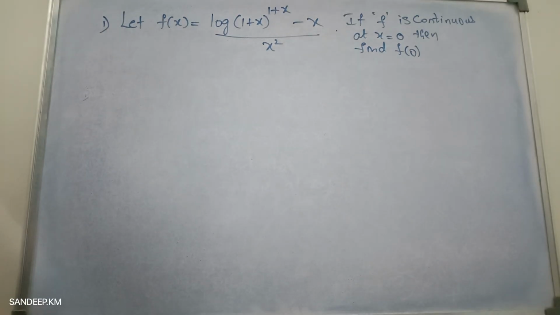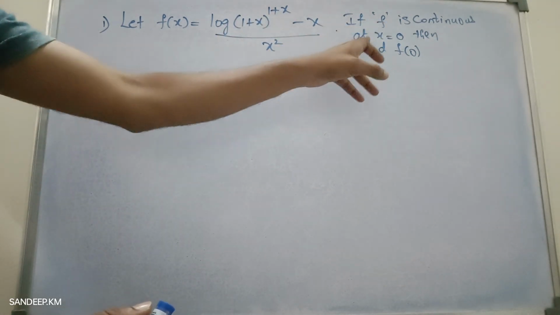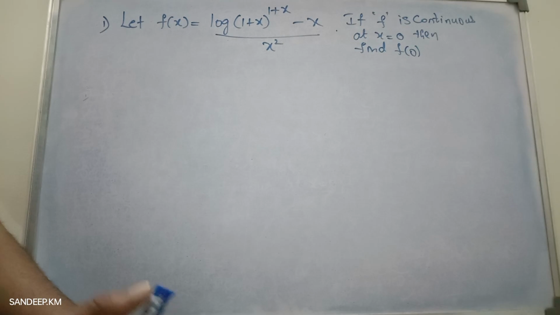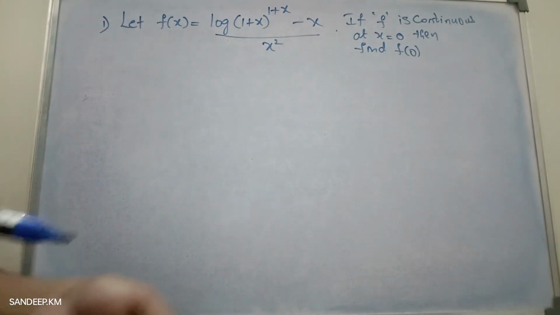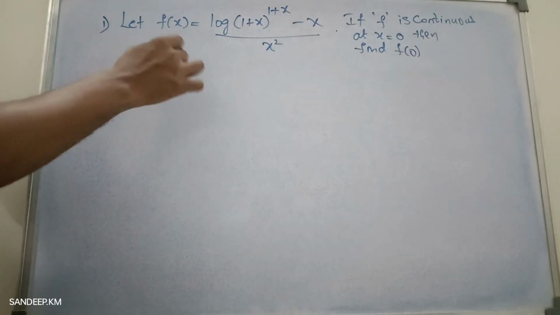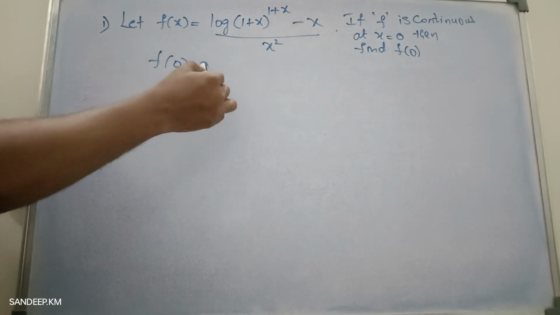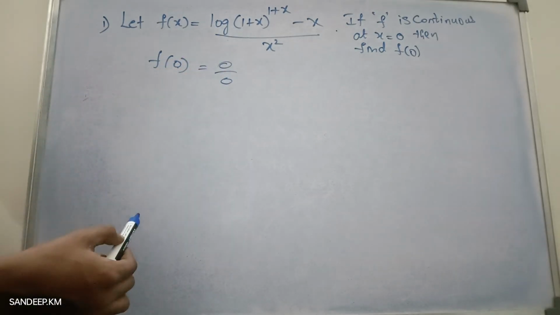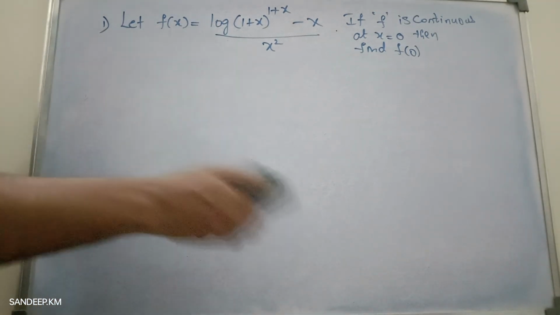First question. Here is the first question. Let f of x be this particular function. Okay, now, they told that f is continuous at x is equal to 0. If f is continuous at x is equal to 0, we are supposed to find f of 0. Dear students, observe one thing. If I try to find f of 0 directly by taking x as 0, what happens here? You will get 0 by 0 form. You are getting 0 by 0. That is not the answer. Then how to find f of 0? Obviously by using the concept of continuity at x is equal to 0.